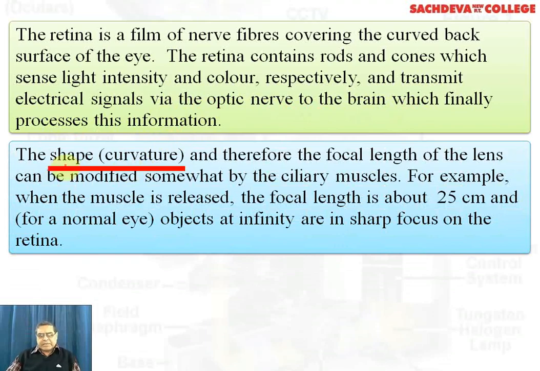Now the next thing is that the curvature or shape, and therefore the focal length of the lens, can be modified somewhat by the ciliary muscles. For example, when the muscle is released, the focal length is about 25 centimeters. Now we will highlight 25 centimeters. If we keep the reading material just touching the eye, we are not in a position to read it. Therefore, the reading material must be kept approximately 25 centimeters away from the eye. This distance is called the least distance of distinct vision. So 25 centimeters, and for the normal eye, objects at infinity are in sharp focus on the retina.